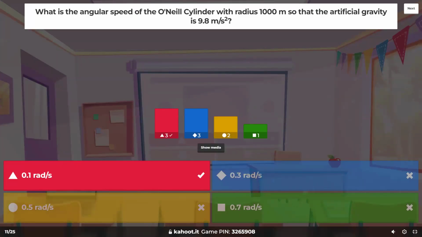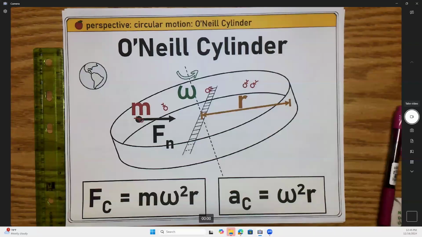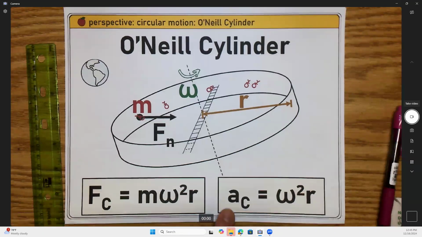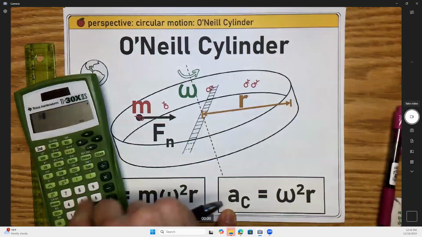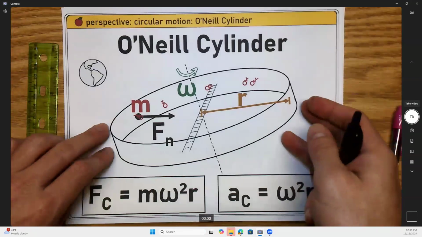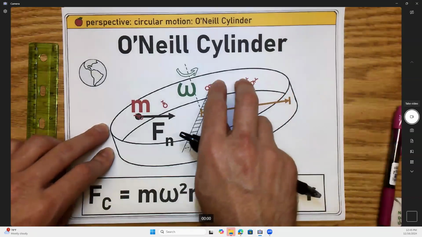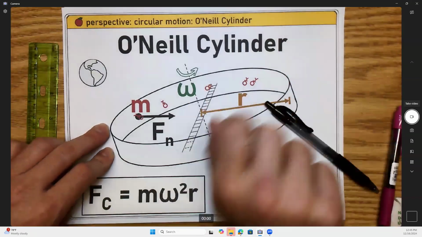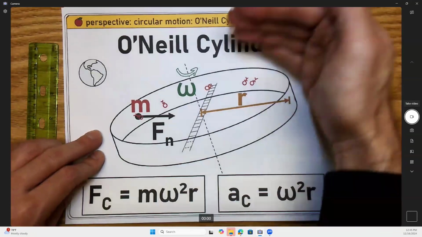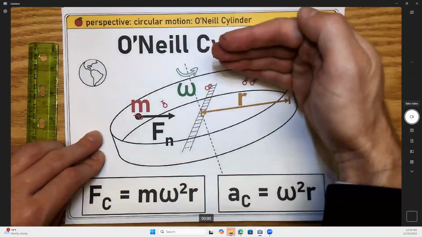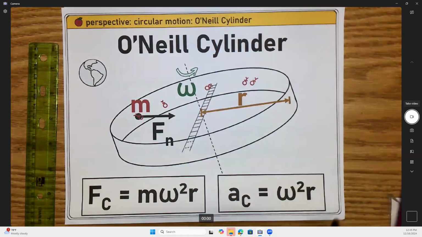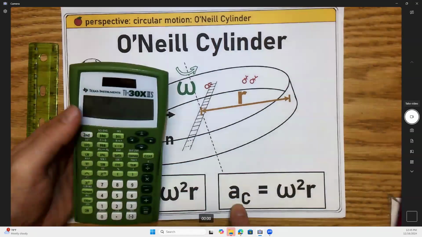All right, let's get a look at this one here. Here's your O'Neill cylinder. We're targeting 9.8 meters per second squared right here. Of course, out in deep space, if it's not rotating at all, is everybody just floating around like an astronaut? Yeah. Now you give this thing a spin. Everybody on the inside surface, remember they want to move in straight lines, but there's a wall holding them there. So now the wall pushes against them with a normal force, and they experience that as an artificial gravity. So I'm going to target 9.8 meters per second squared.